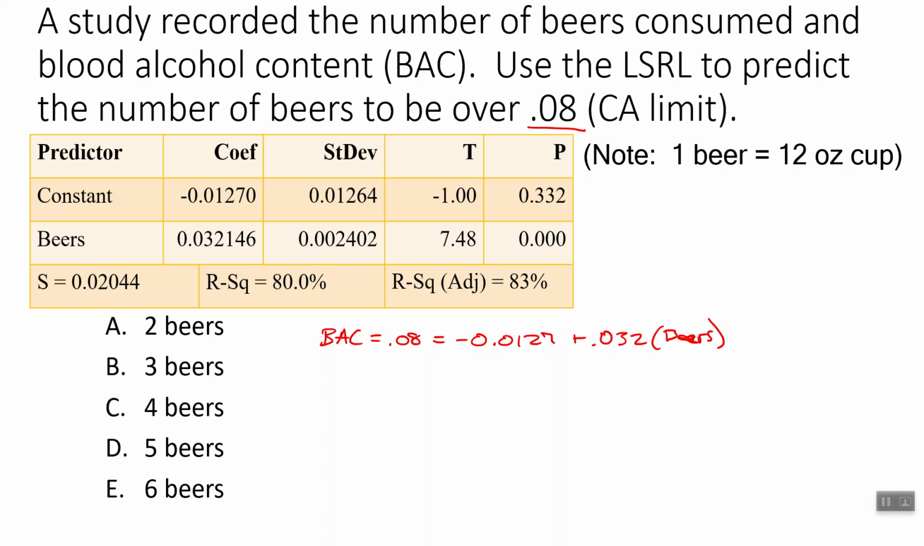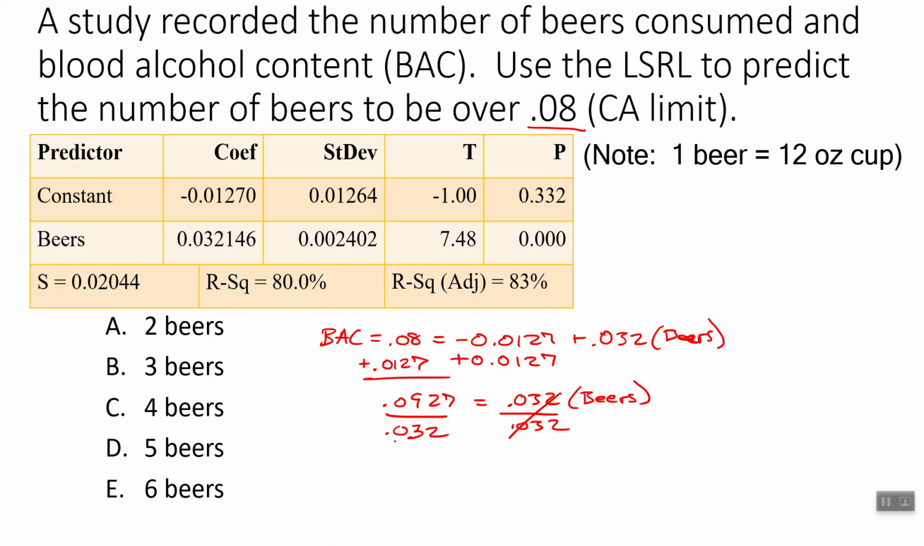Thinking of football from this weekend. So we're going to add this over, and we'll get 0.0927 equals 0.032 times the beers, not the bears, the beers. Dividing both sides by 0.032, just basic algebra 1, solving two-step equations. It looks like that's 0.09 divided by 0.03, which is roughly 3. So 3 beers will put us over the legal limit.